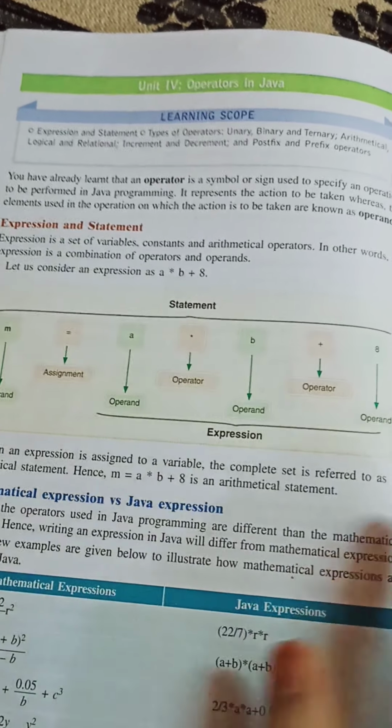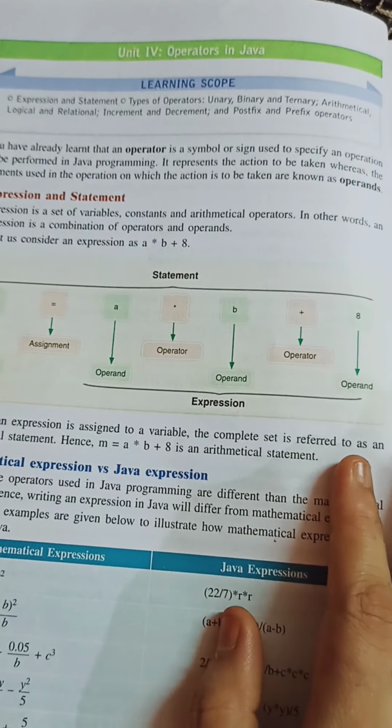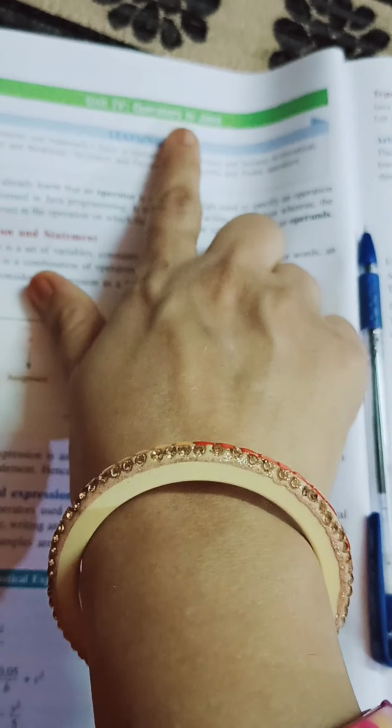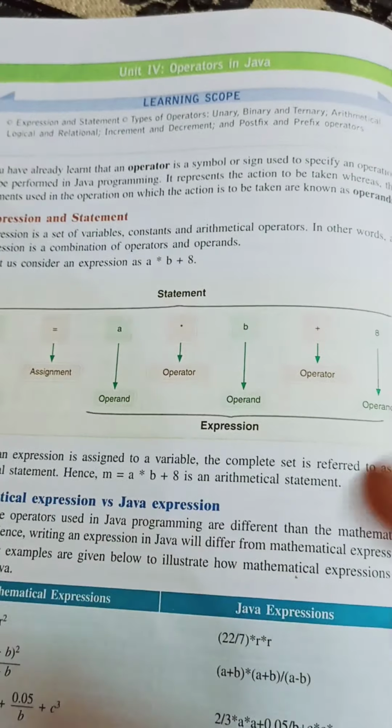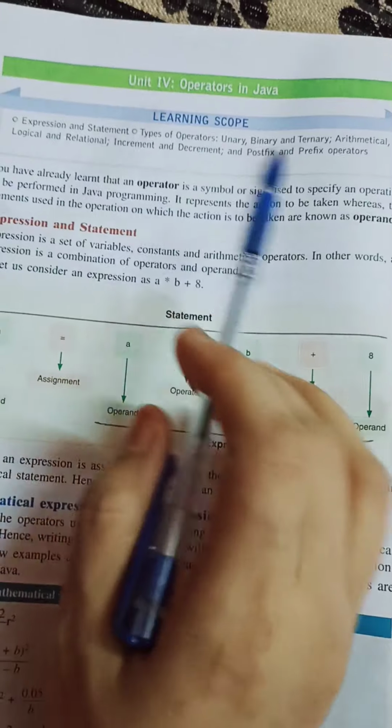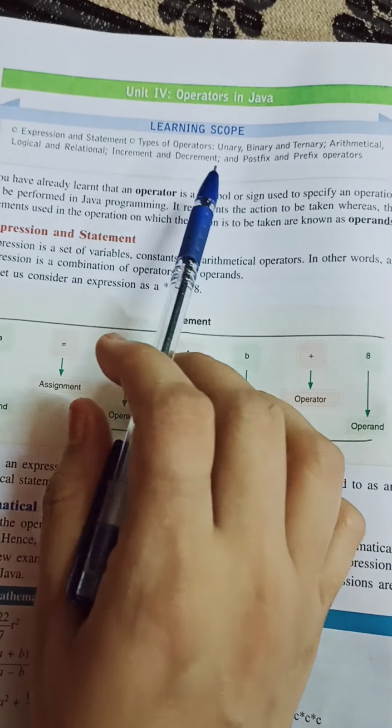So, students, now we are going to start our new chapter, chapter number 4, and the name of my chapter is Operators in Java. Okay. So, before starting, we should know what is the meaning of operator. Operators are the special symbols which are used to perform some kind of operation.